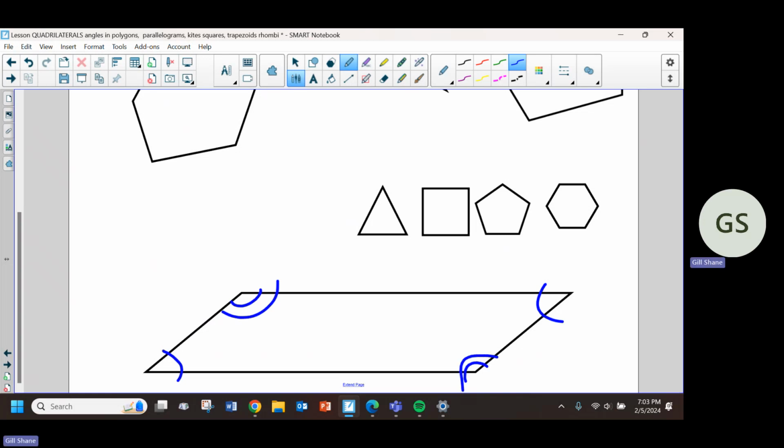I think there were 6 theorems we learned. So that's theorem 1, opposite angles congruent. I'm not gonna write all these down. You can write them down. We said opposite sides are also congruent. That was another theorem.